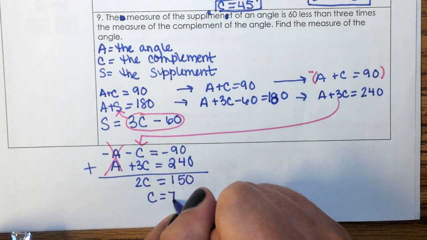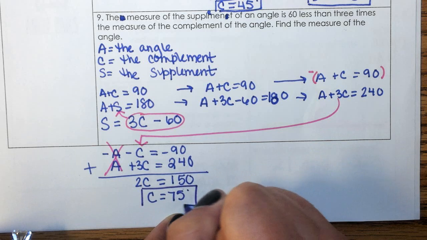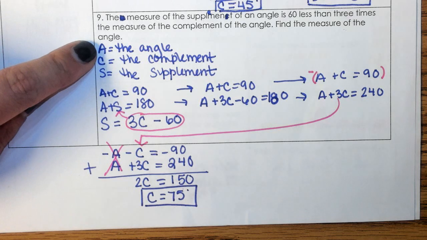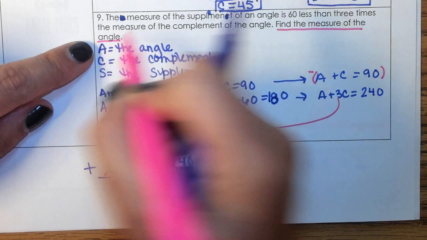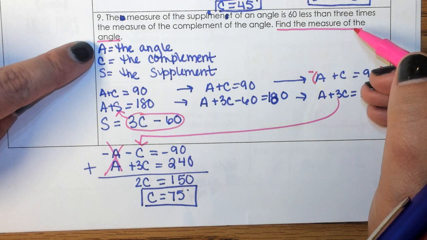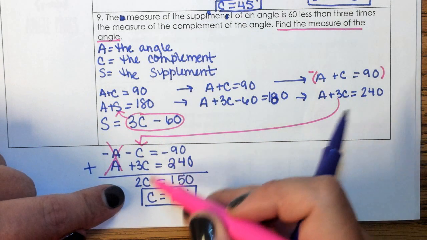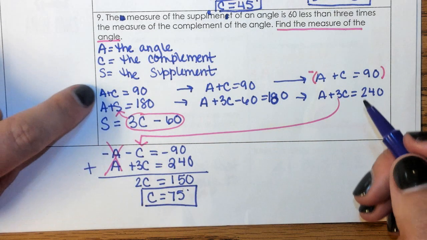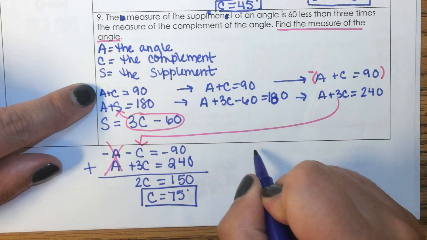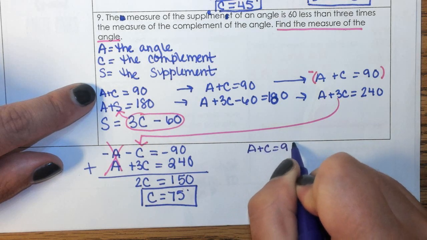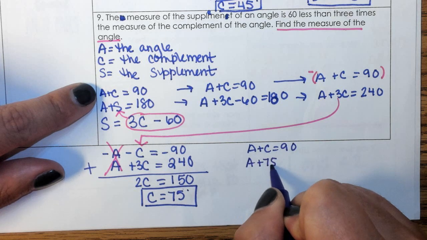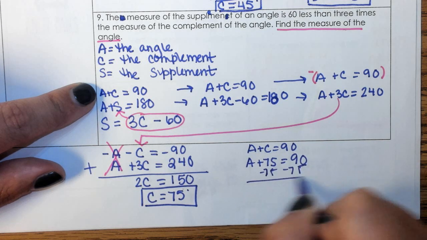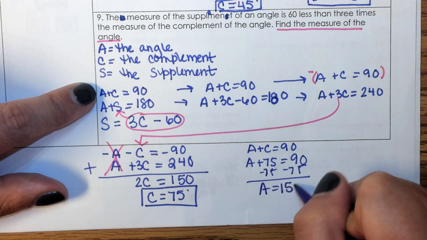150 divided by 2 is 75, so we know that the complement is going to be 75 degrees. Then I need to figure out what the angle is, and that's the only thing that I need to figure out in this problem. But in order for me to figure out the measure of that angle, I had to figure out what angle C was. It was assisting us in this. So to figure out angle A, the only equation that I have is this top one right here: A plus C equals 90 degrees. C is 75 degrees, and when we take away 75, we're going to get that A is 15 degrees.